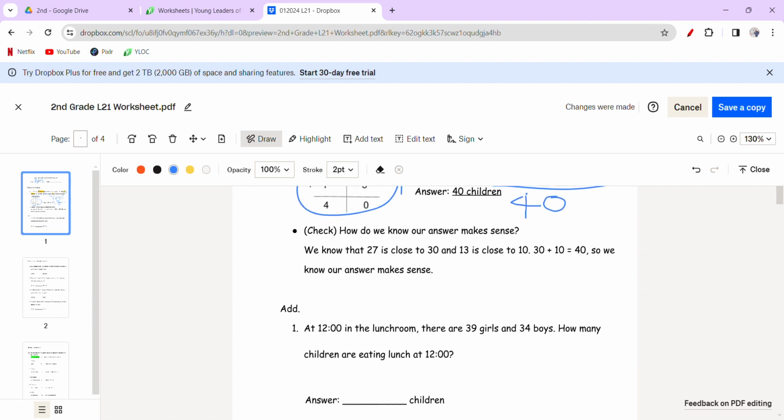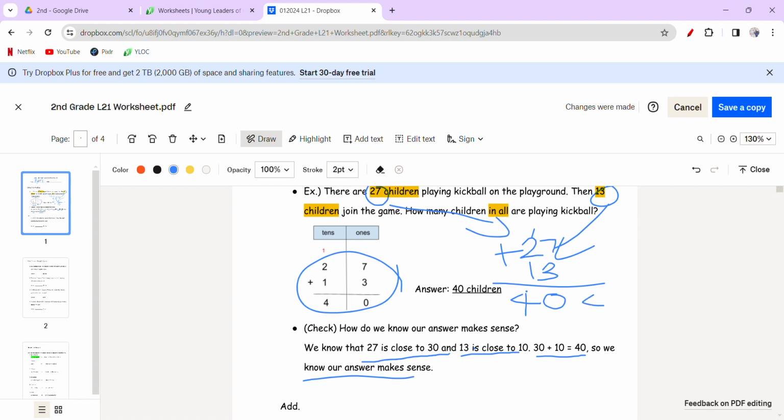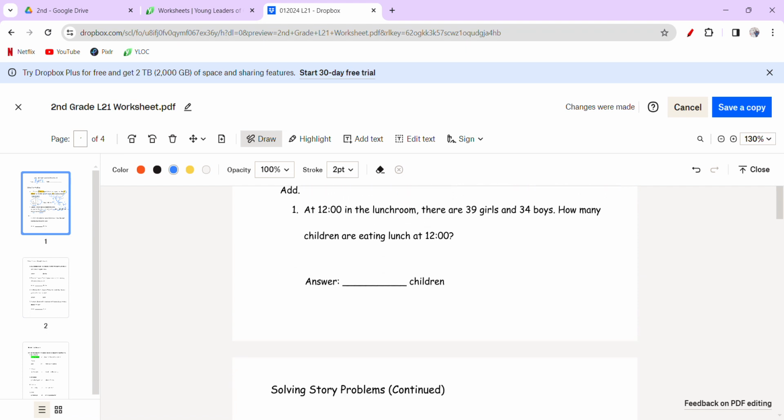And if you want to check, you know that 27 is close to 30, and 13 is close to 10. 30 plus 10 is 40. So we know our answer makes sense. Or you can subtract 40 minus either 13 or 27, and you should get the leftover number. So let's try it out.